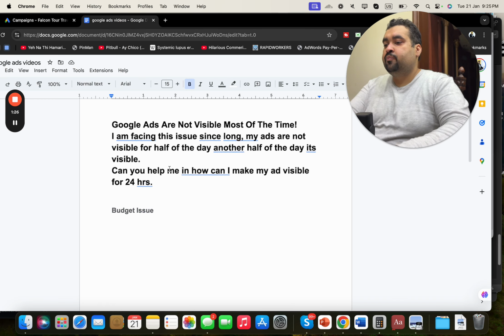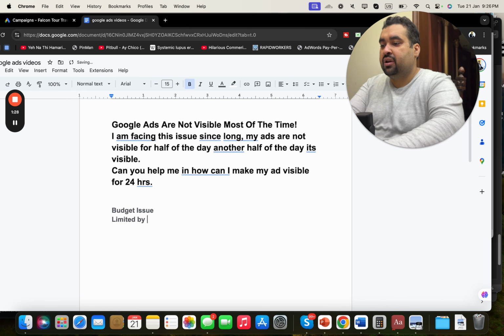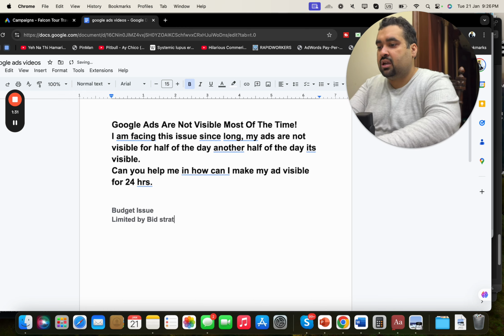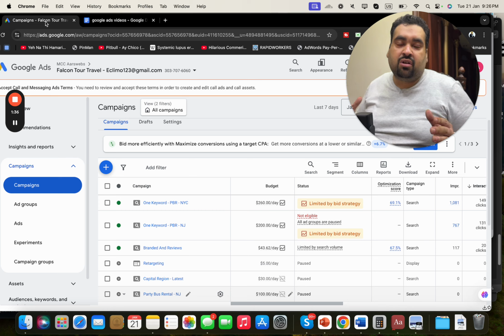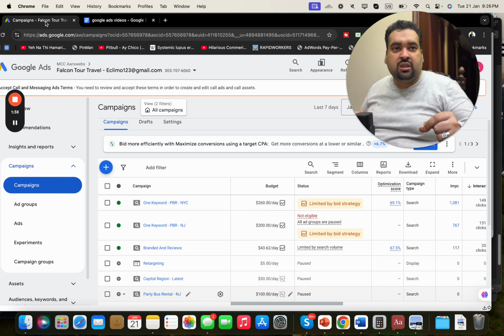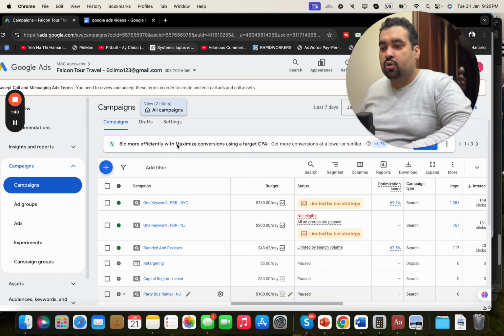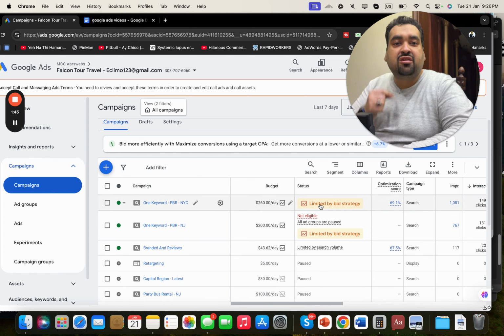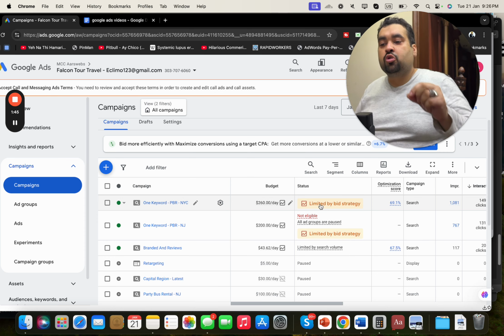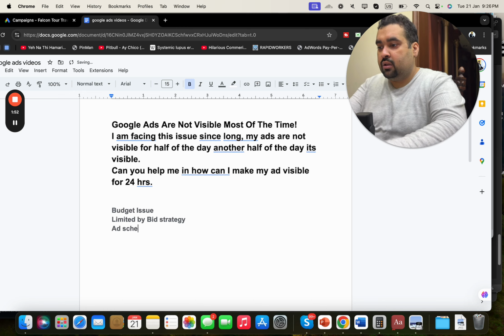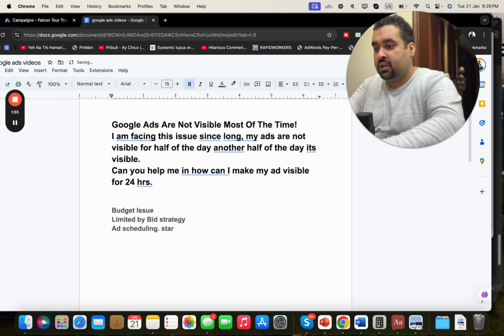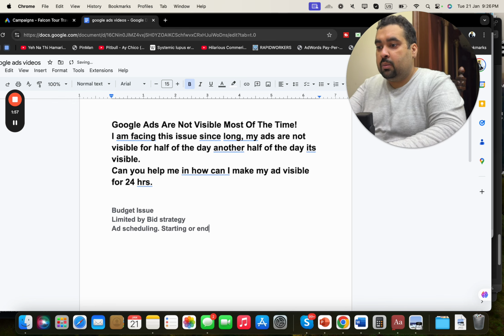The second, as being shown over here, is limited by bid strategy. What happens with bid strategy is the type of bid strategy through which you are running your ads. There could be various bidding strategies such as maximize clicks, manual CPC, target impression share or other. So you have to look at which bidding strategy you are using, and sort this out by sorting your limit by bid strategy. The third issue could be your ad scheduling. It could be your starting or ending dates, plus timings. I'm going to show you both things together.